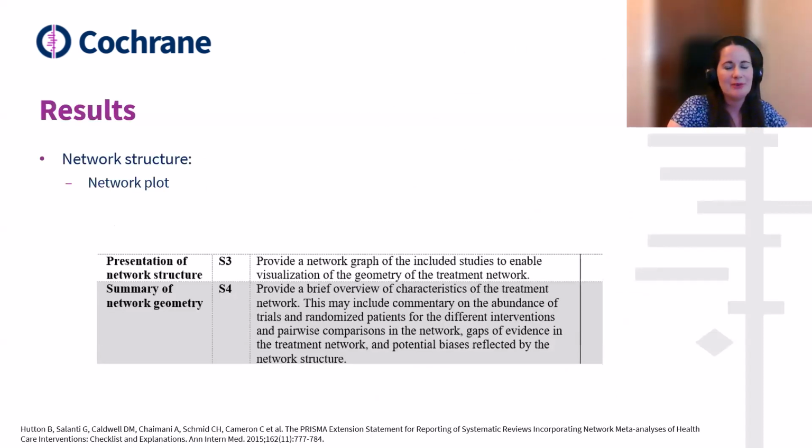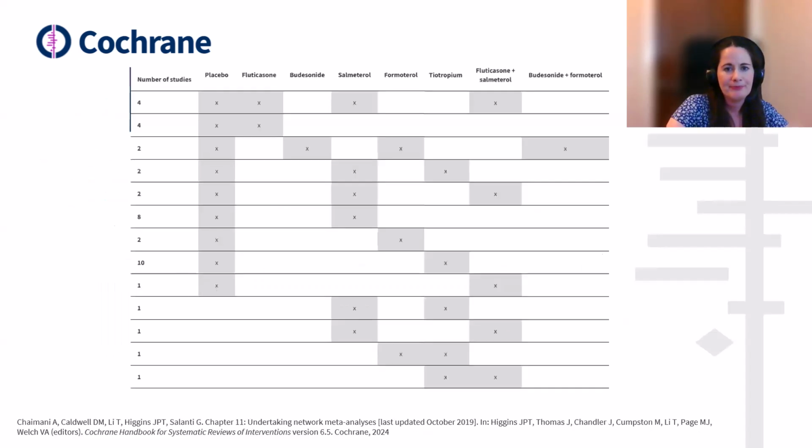Another way to present the network structure is to use a table. Here is an example which is from the Cochrane Handbook, Chapter 11. Each row shows how many studies have directly compared the treatments highlighted in the grey boxes. In network meta-analysis with many different comparisons, these tables could become very large.